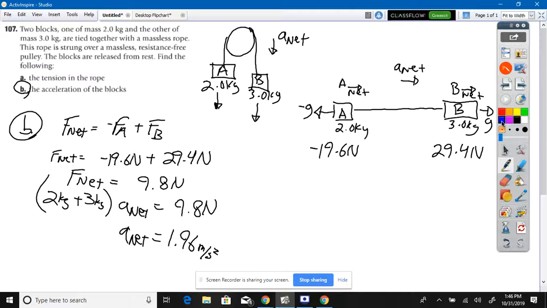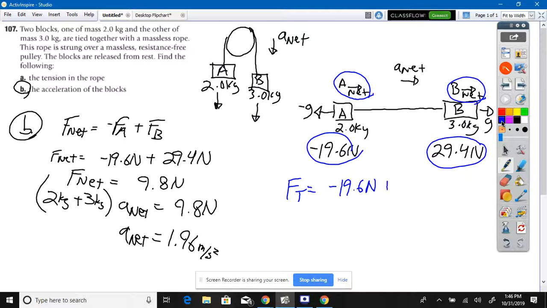But look, now we've got to find the tension. Even though they're both moving that way, is the 2 kilogram block still pulling on the rope this way? It is. So we've got this, and we have the 2 kilogram block moving at 1.96 and the 3 kilogram block moving at 1.96. If we want to find tension, we have negative 19.6 newtons plus 29.4 newtons, and this 2 kilogram block is also moving at 1.96 meters per second squared, and the 3 kilogram block moving at 1.96 meters per second squared.